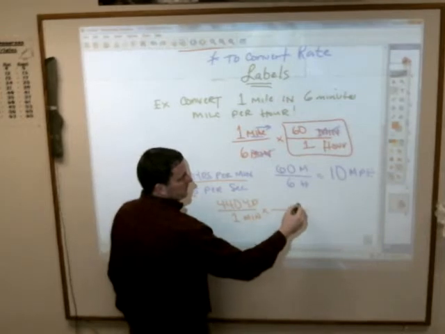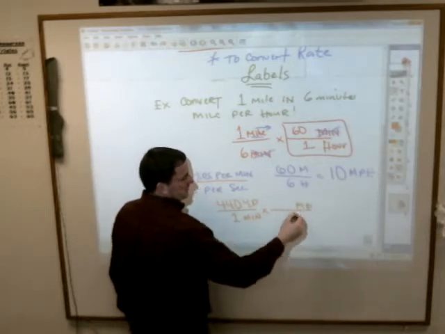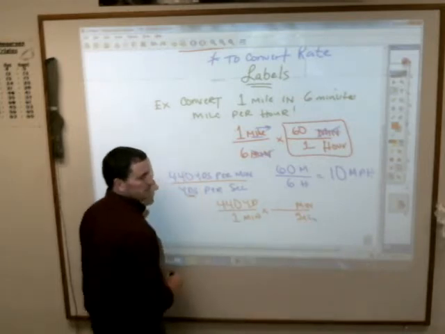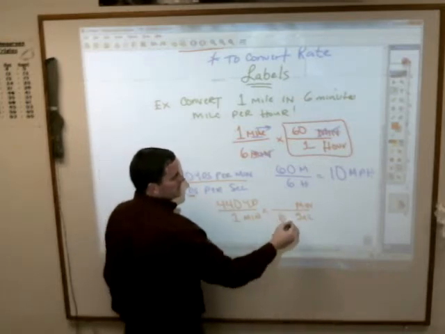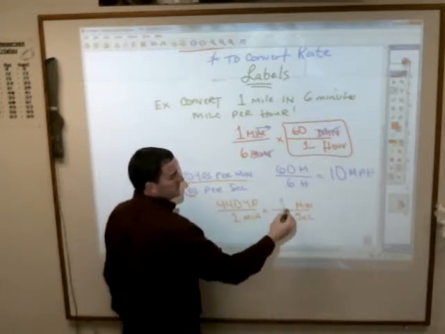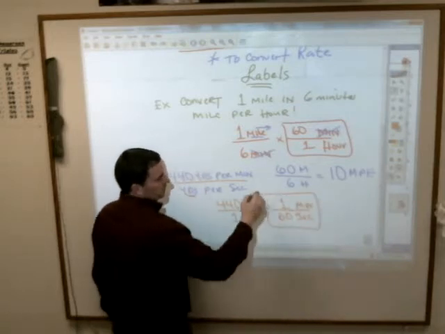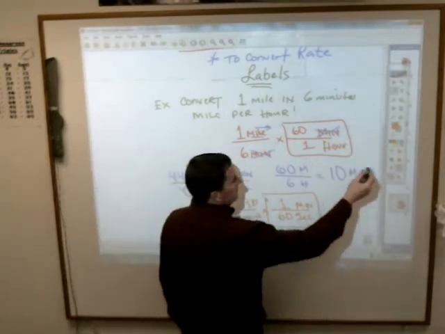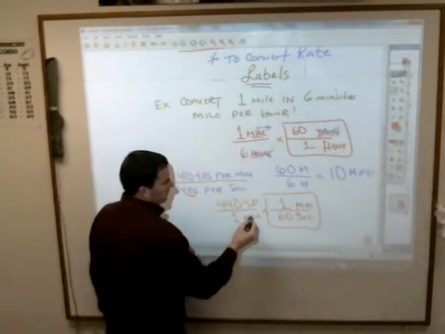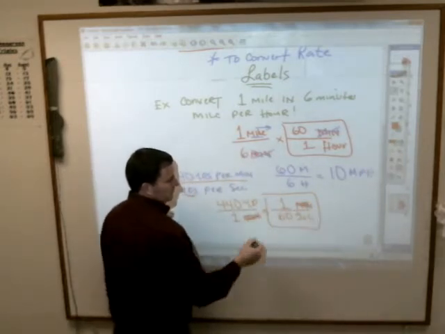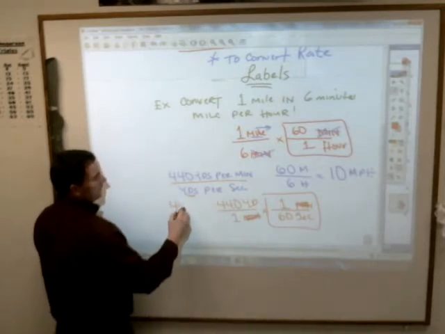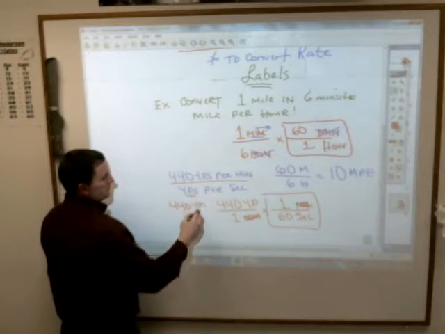So my minutes have to go up top, because that's the only way to get minutes to cross off. Seconds have to go on bottom, and I know that there are 60 seconds in 1 minute. This is your unit multiplier. You know that equals 1. You're not changing it. And then you do the math part of it. Minutes cross off. You are left with, unfortunately, 440 yards over 60 seconds.